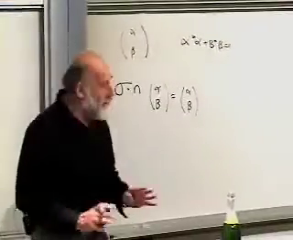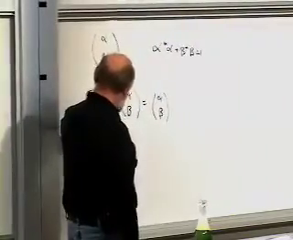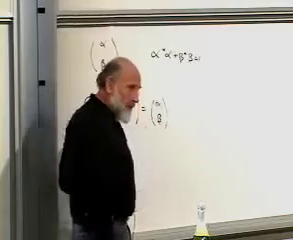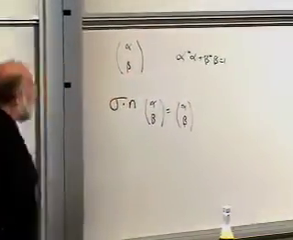And the simplest way to prove it is to think of this as equations. Alpha and beta are fixed numbers, fixed complex numbers. This is an equation for the components n1, n2, and n3.